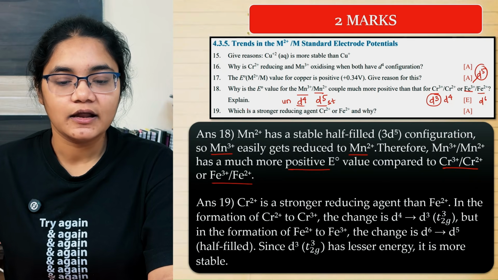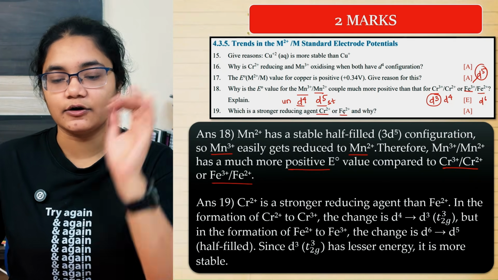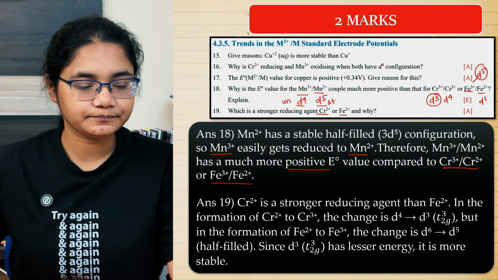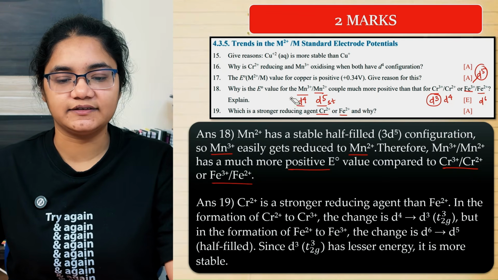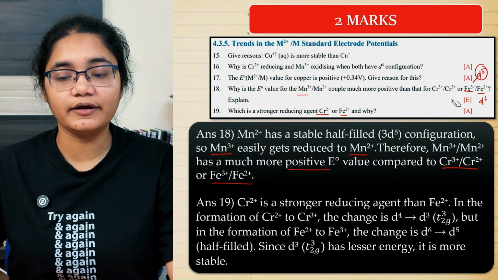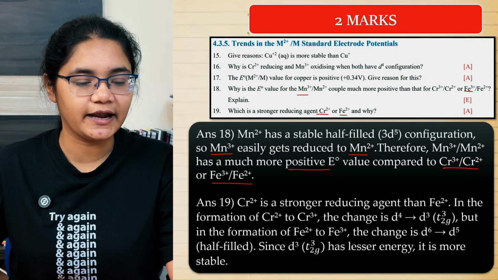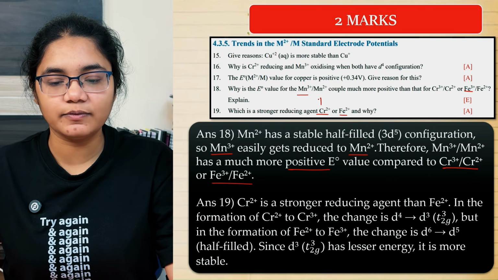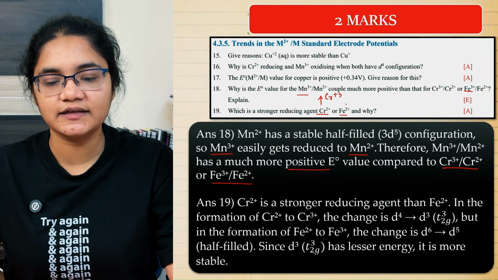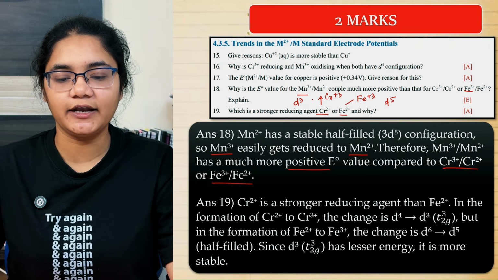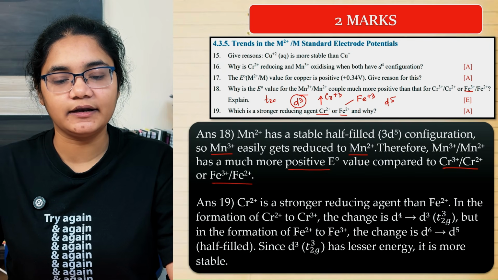Next, which is a stronger reducing agent, Cr2+ or Fe2+, and why? We have just discussed this one. Cr2+ is the stronger reducing agent, right? Reducing agent means it will reduce others and itself it will get oxidized, right? So Cr2+ will get oxidized to Cr3+ and Fe2+ will get oxidized to Fe3+. Now this configuration is D3 and this configuration is D5, right? And this D3 is nothing but t2g3.